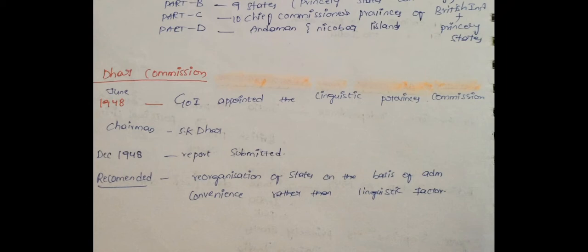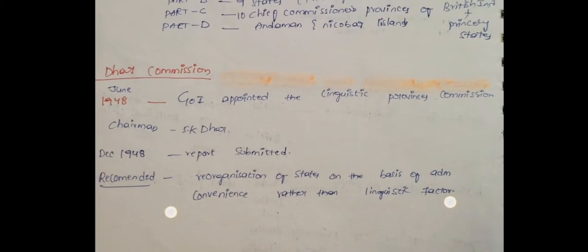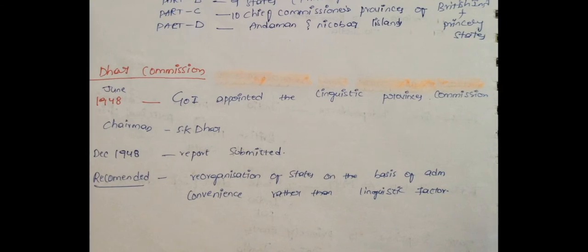There was a demand from different regions for the reorganization of the states on a linguistic basis, particularly in South India. According to this, the Government of India appointed the Linguistic Provinces Commission in 1948 under the chairmanship of S.K. Dar. Its work was to examine the feasibility of reorganizing the states on the basis of the linguistic factor or not. It submitted its report in December 1948.